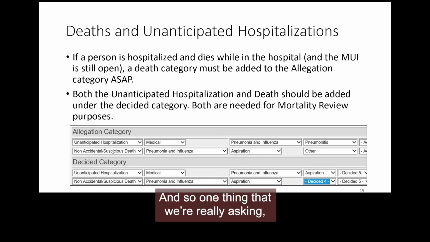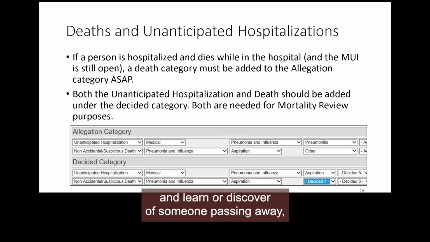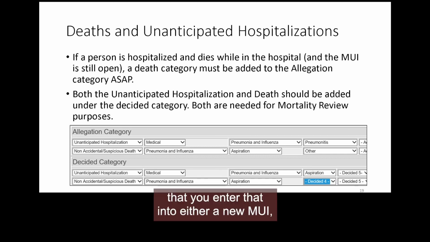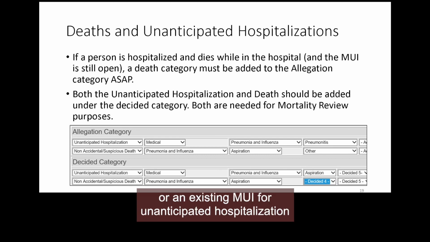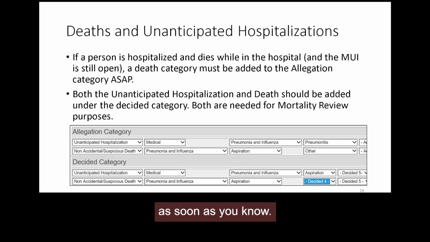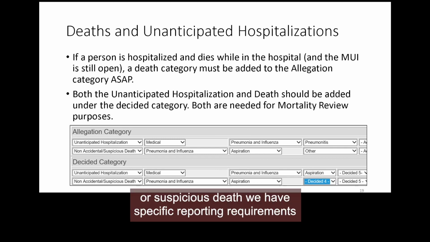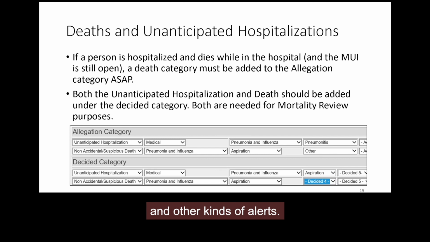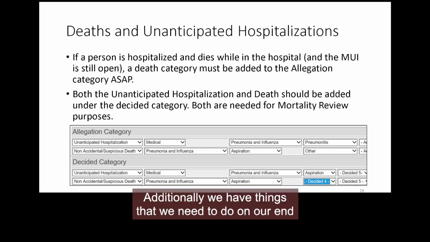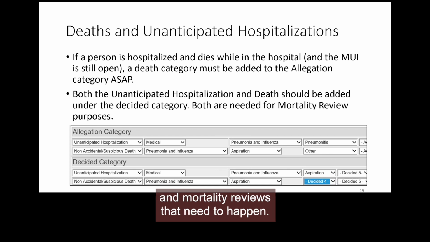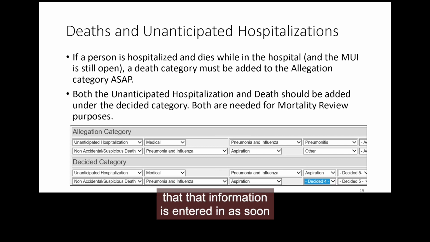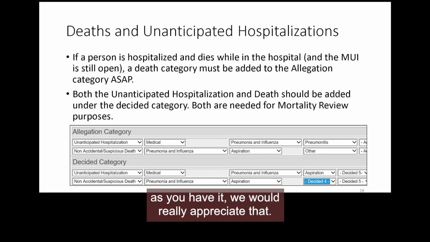Correct. One thing that we're really asking, and it's critical, is that when you learn or discover that someone has passed away, you enter that into either a new MUI or an existing MUI for unanticipated hospitalization as soon as you know. The reason is that if it's an accidental or suspicious death, we have specific reporting requirements around that, things like director's alerts and other kinds of alerts. Additionally, we have things that we need to do on our end, and mortality reviews that need to happen. So we're really asking that you make sure that information is entered as soon as you have it. We would really appreciate that.